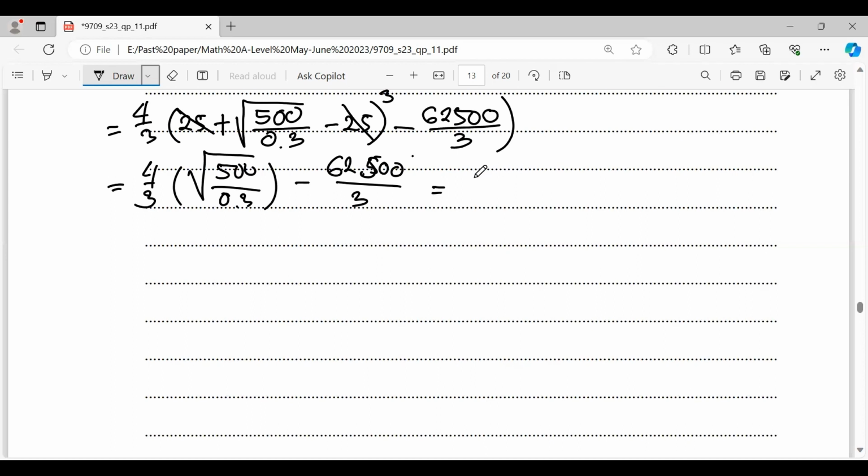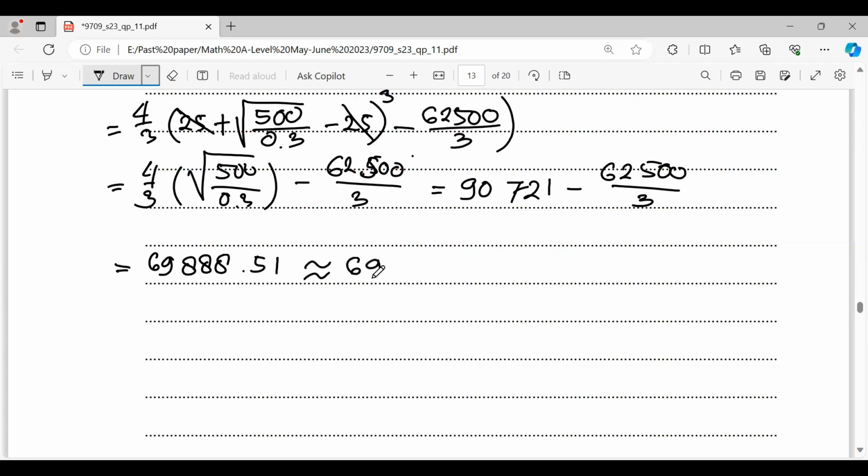90,721 minus 60,503. So it is, wait, 69,000. Okay, 0.51. So approximately it becomes 69,900 units centimeter cubed.